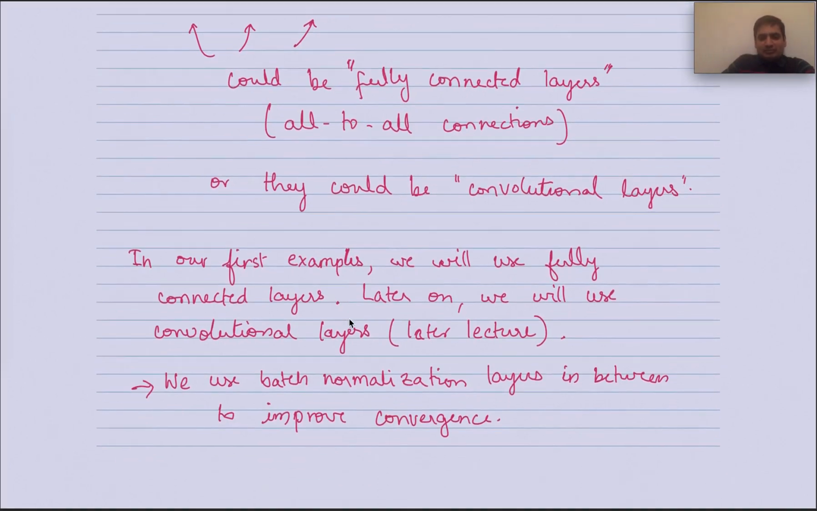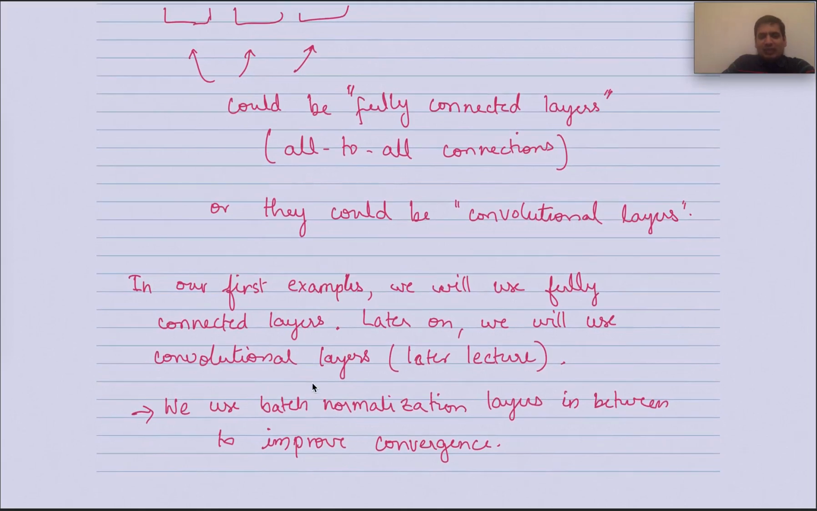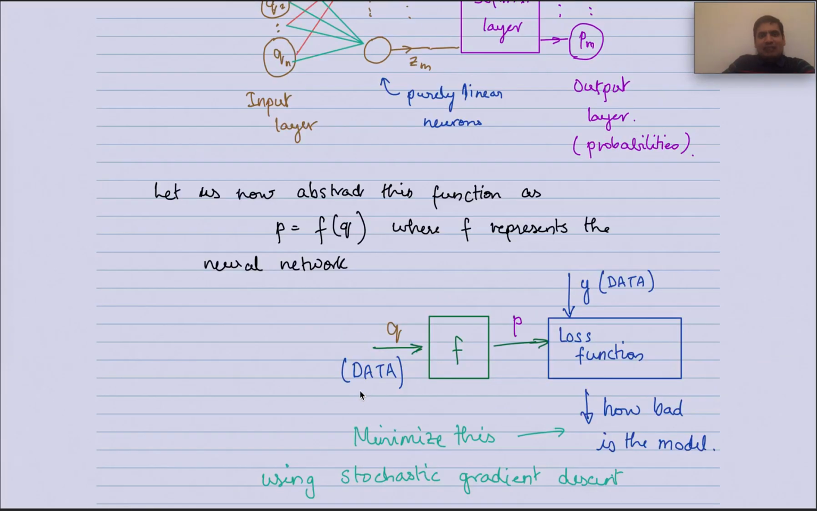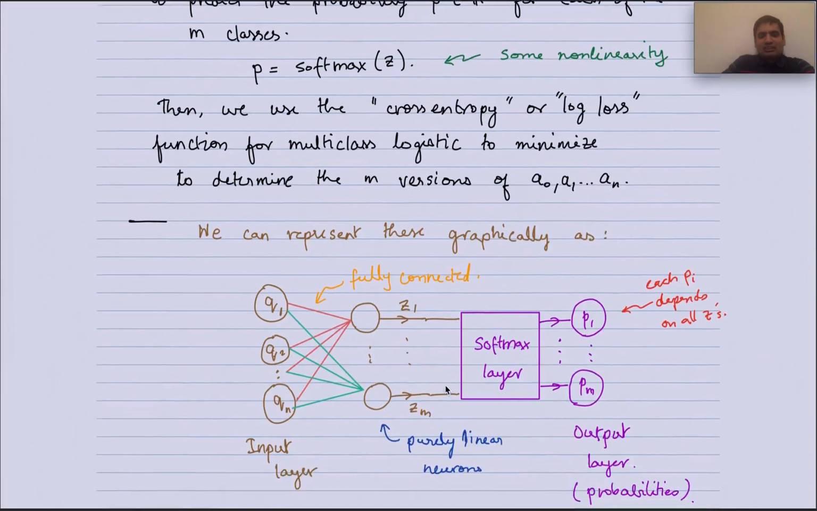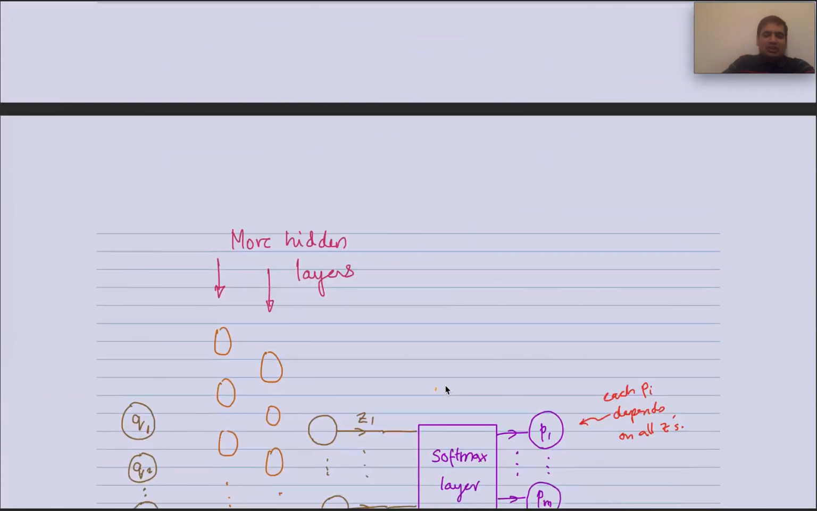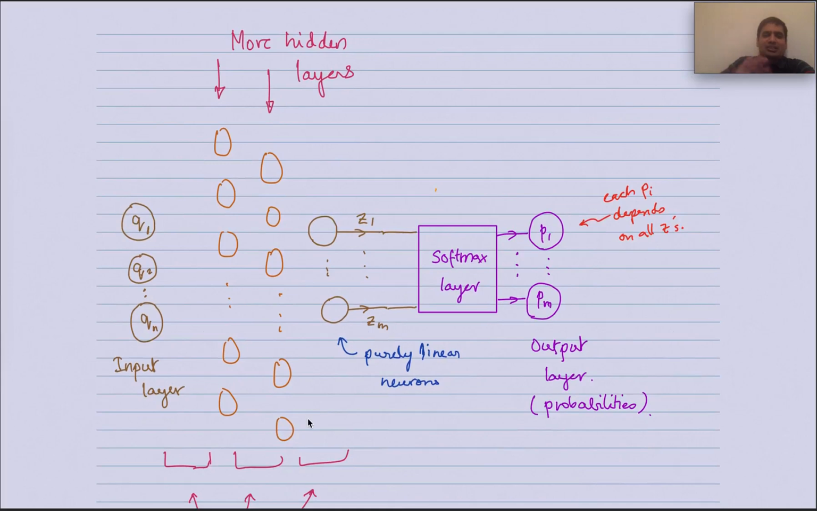Okay, so that's it. I have another remark here that says that batch normalization is something that we will do in between layers to improve convergence. So I'll just talk about that when we do the MATLAB demo. Okay, so on to the MATLAB demo, where we'll first literally implement logistic regression as a neural network, and then add additional layers to substantially increase the accuracy.